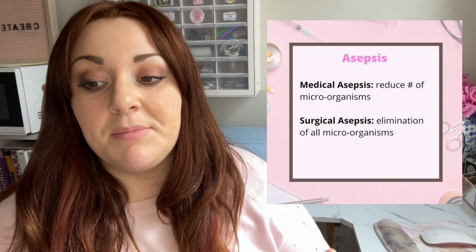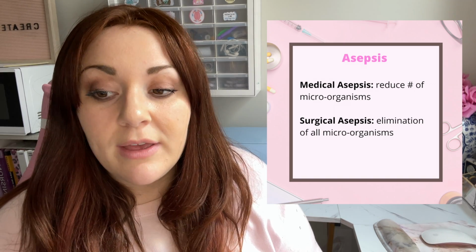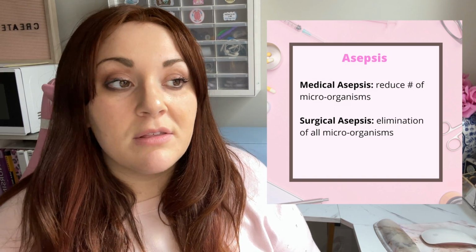All right, so now we're going to talk about medical and surgical asepsis. Asepsis is the absence of illness-producing microorganisms. There is a difference between medical and surgical asepsis. Medical asepsis is reducing the number of microorganisms, whereas surgical asepsis is the elimination of all illness-producing microorganisms. You're probably going to get this on a test question, but know that the number one way to prevent the spread of infection is with proper hand hygiene.